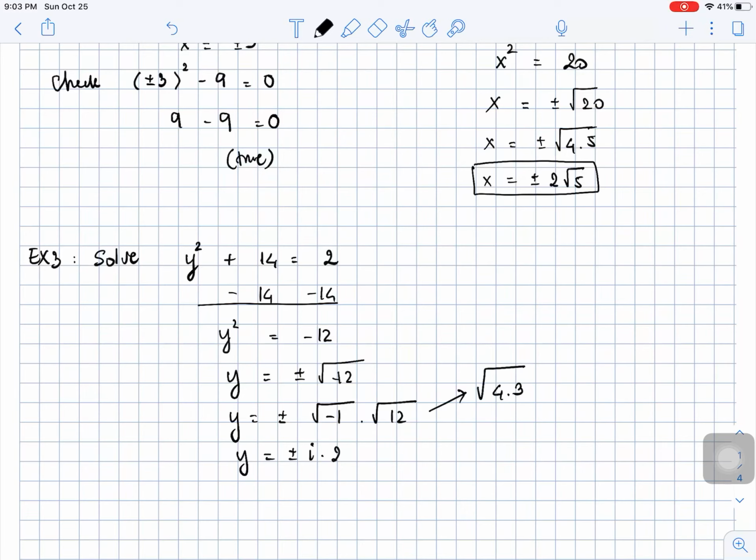Y equals plus or minus. You remember from section 6.8, we simplify. We will separate the negative 1 and the square root of 12. Then the square root of negative 1 is i, and the square root of 12, we break as the square root of 4 times 3. The square root of 4 is 2, and 3 will stay inside. Then y equals plus or minus 2i square root of 3.